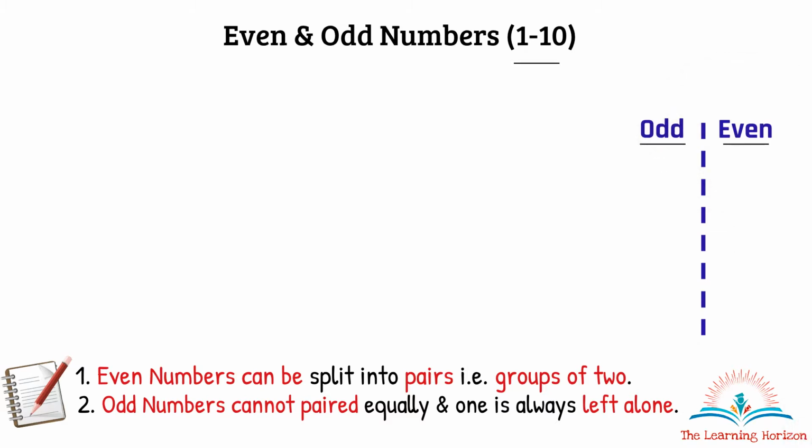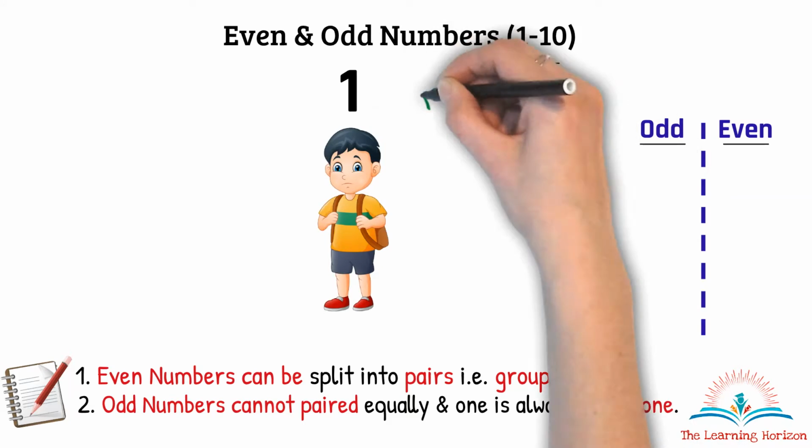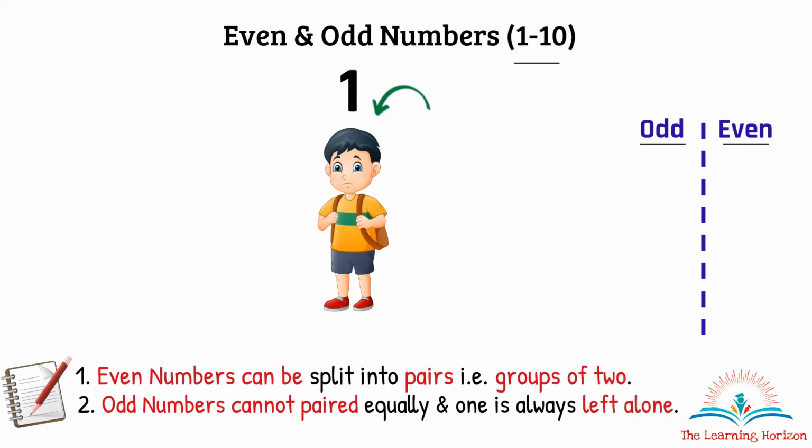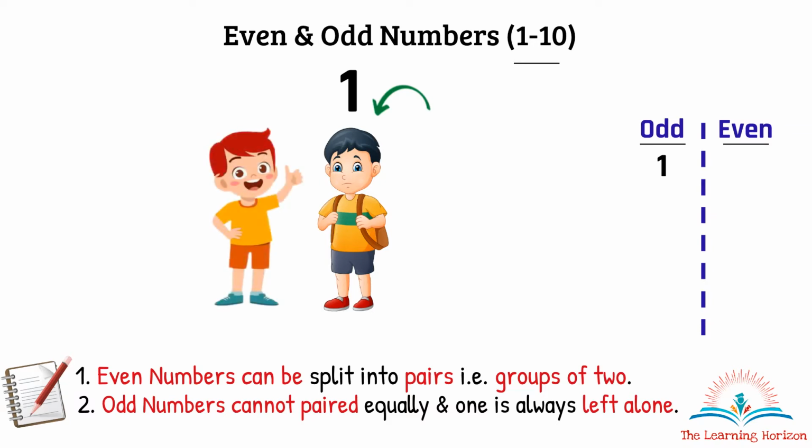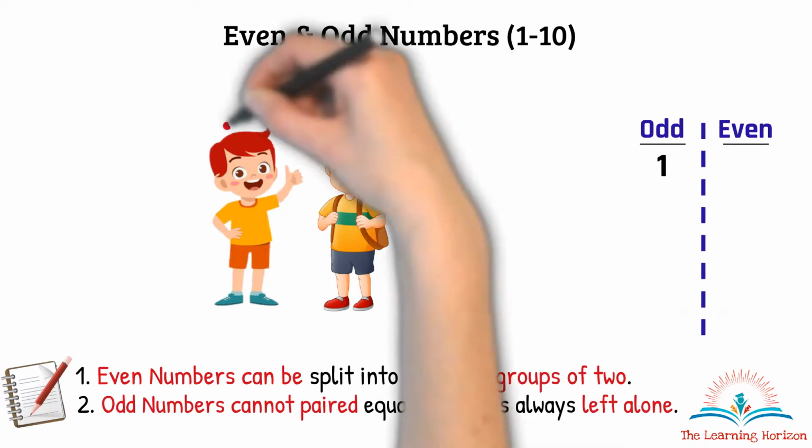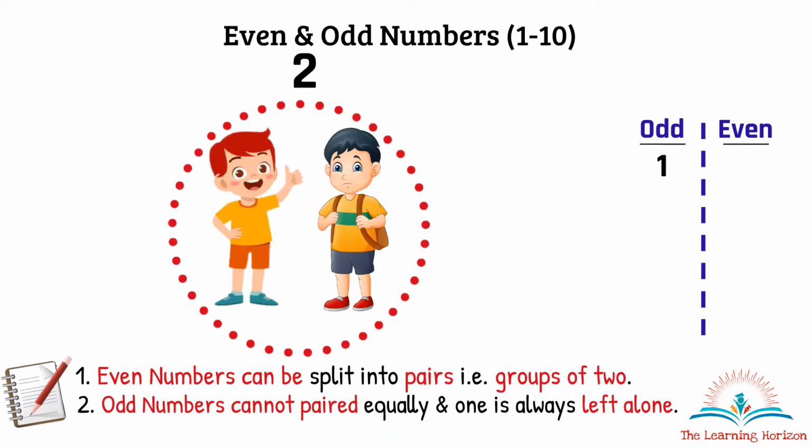Let's begin with 1. This kid here is alone with no friends. So 1 is an odd number. Another kid joins him. Now we have 2 kids. Here they have formed a group of 2 with no one left alone. So 2 is an even number.